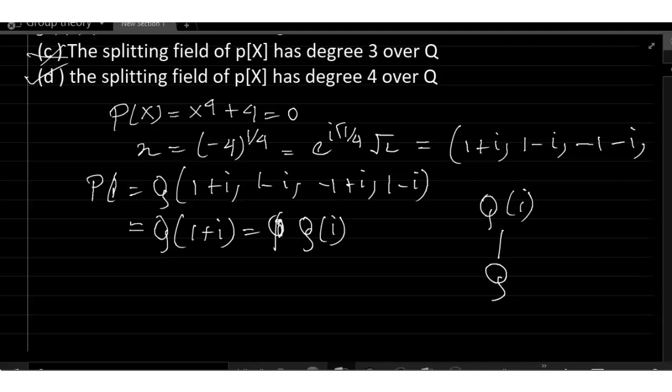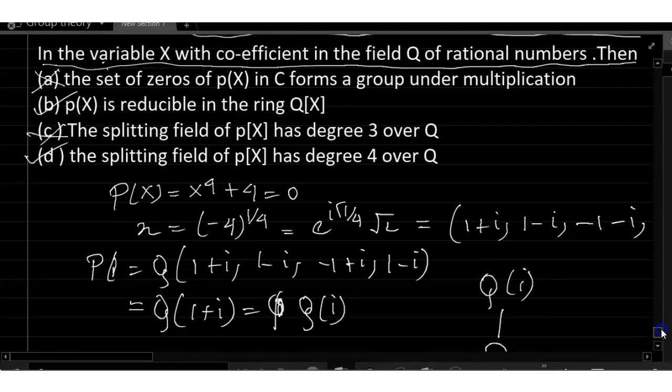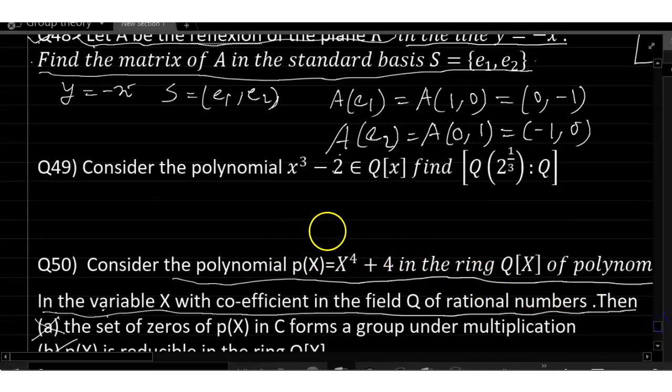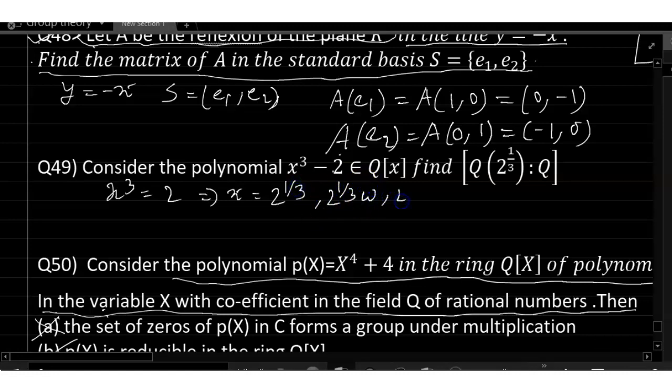I hope I can explain it. Now we will solve the next problem. This is the last problem: consider the polynomial x cube minus 2 belonging to Q[x]. So x cube equals 2. So x equals 2 to the power 1/3, 2 to the power 1/3 omega, 2 to the power 1/3 omega squared.